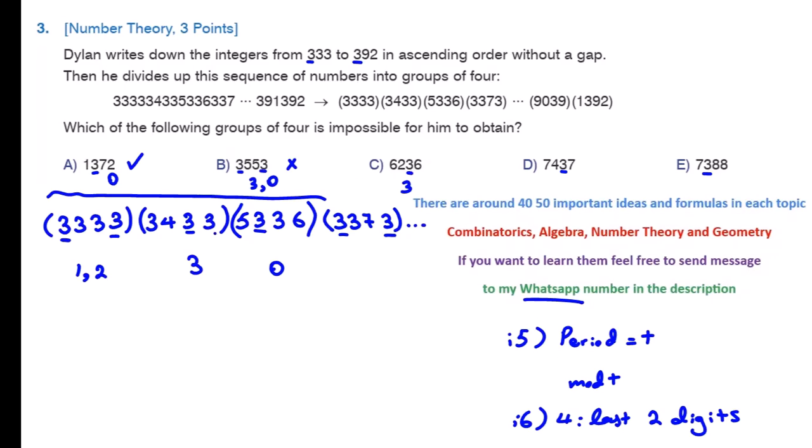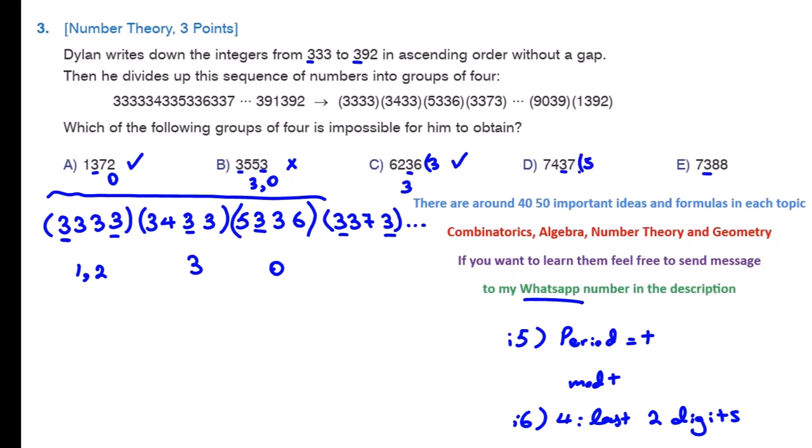360, 362, 363. The next one. So 363, the remainder when divided by 4 is 3. Okay, it is okay. This one, 374, 375.